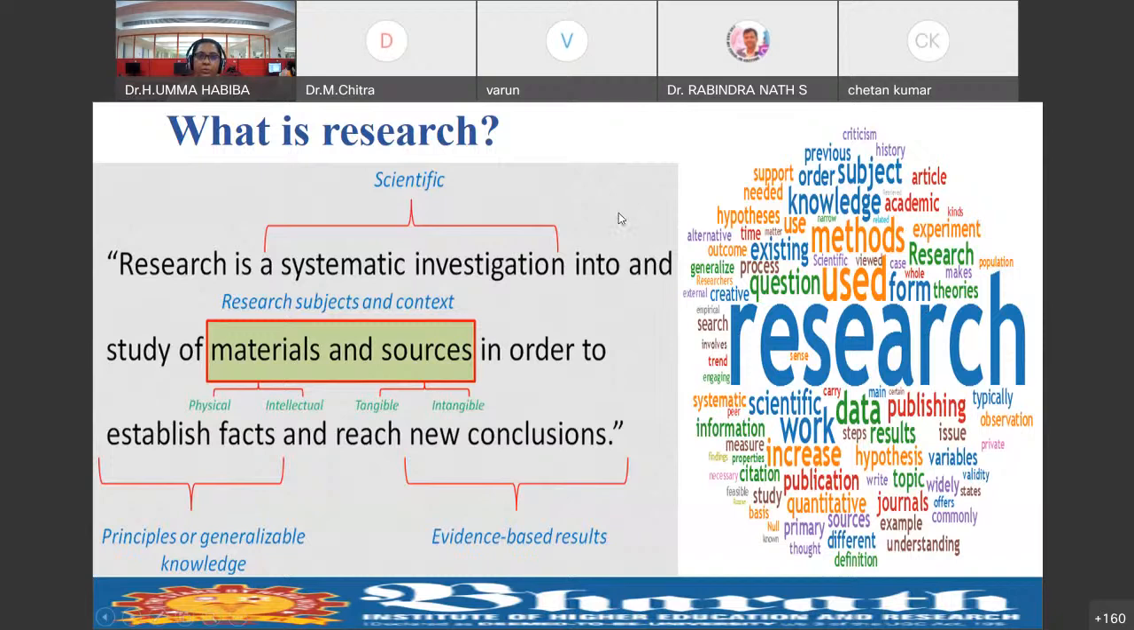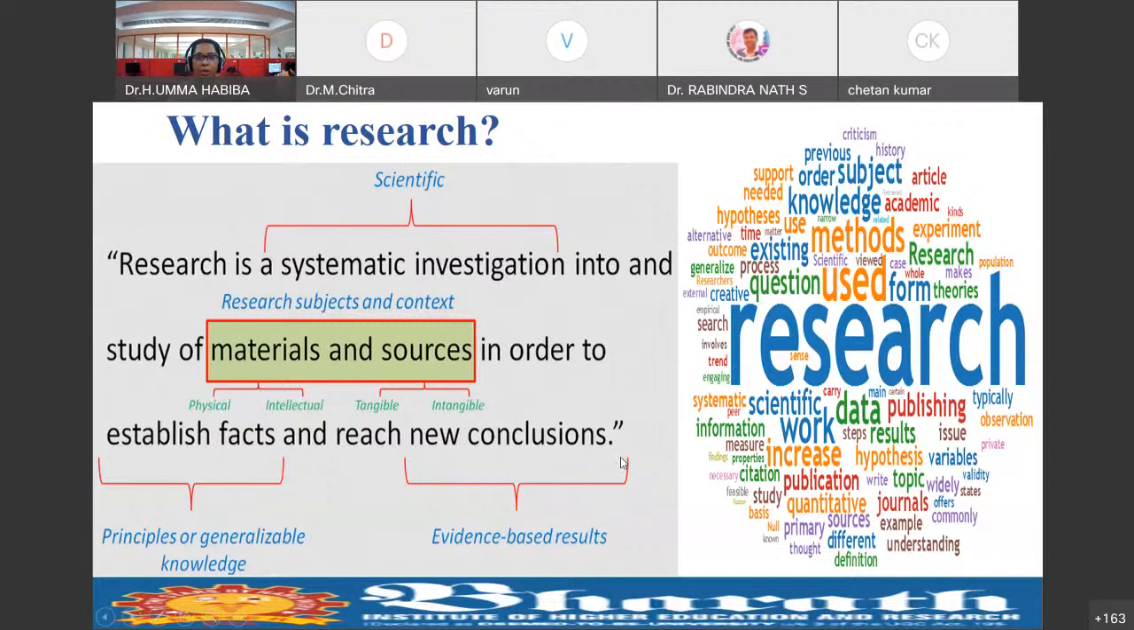Before going to talk about research design and approach, what is research? When you talk about research, there are so many definitions. One definition I found more suitable is: research is a systematic investigation into and study of materials and sources in order to establish facts and reach new conclusions. Here, systematic investigation is based on scientific methods, or it may be based on research subjects and the context. When we talk about materials, there are two types, physical and intellectual. Similarly, sources are of two types, tangible and intangible. When we talk about established facts, it may be principles or generalized knowledge.